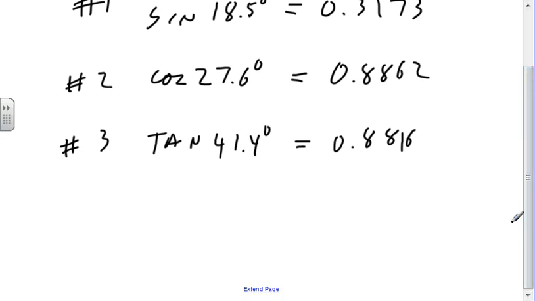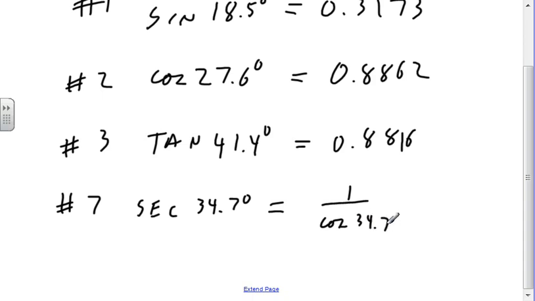Why don't we move down to the secant, number 7. So number 7, secant of 34.7 degrees. All right, so what we're going to do is say that's the same as 1 over the cosine of 34.7 degrees. And now we're going to put that in our calculator. 1 divided by the cosine of 34.7 close parentheses, and I end up with 1.216.